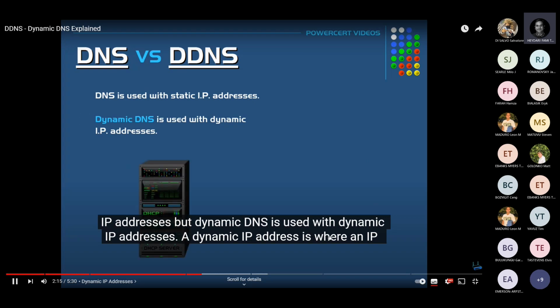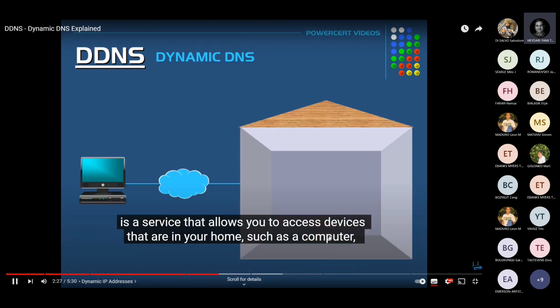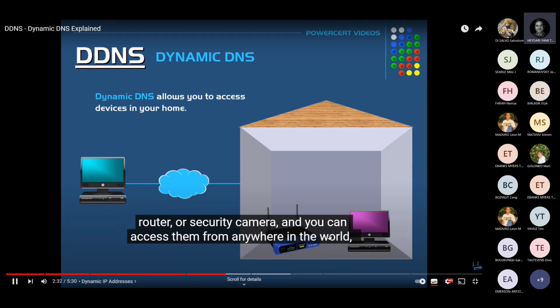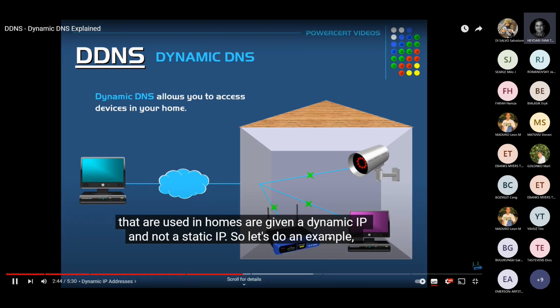A dynamic IP address is where an IP address gets an IP from a DHCP server. Therefore, the IP address changes periodically. Dynamic DNS is a service that allows you to access devices that are in your home, such as a computer, router, or security camera, and you can access them from anywhere in the world, even if your IP address changes. Dynamic DNS is mainly used in homes because internet services that are used in homes are given a dynamic IP and not a static IP.